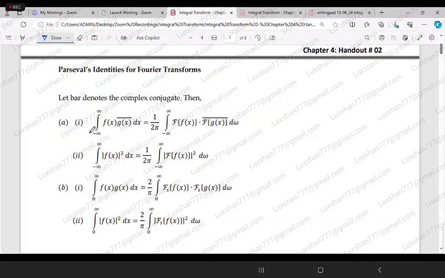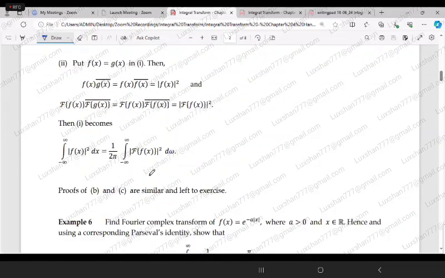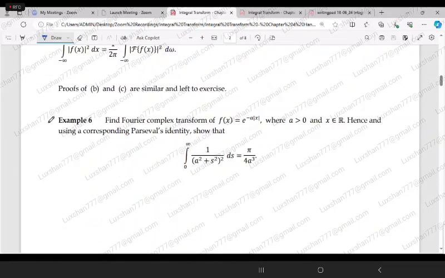Different versions here. It is given. So actually, you have to know all these things by heart. The proofs are not necessary, but you have to know all of these identities. As formulas, you should know all these things. Then we had this example also. We did this also.